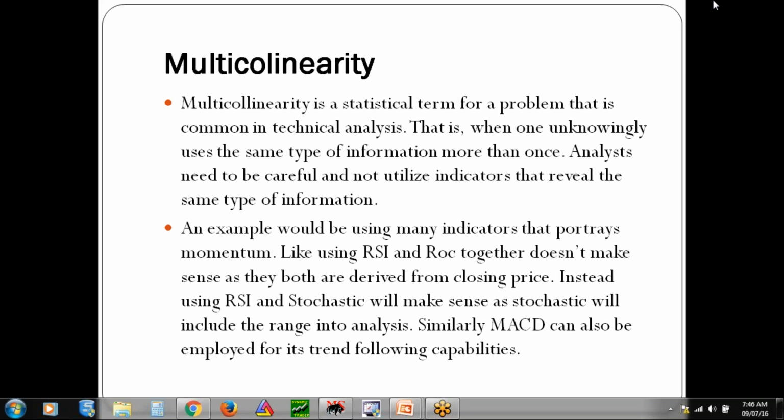They are not giving you strength. They are giving you the same information, because they are derived from the same formula, or basically they are derived using the same method. The formula may be different, but what they tell is the same. An example would be using many indicators that portray momentum, like using RSI and ROC together, which doesn't make sense, as both are derived from the closing price.